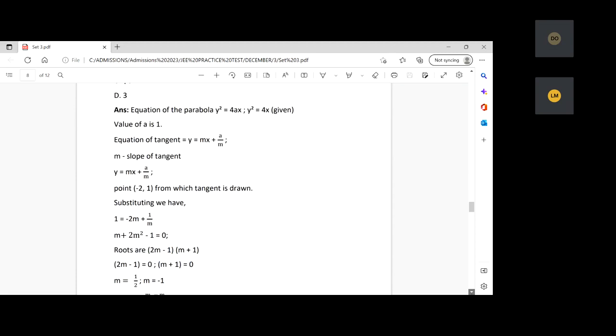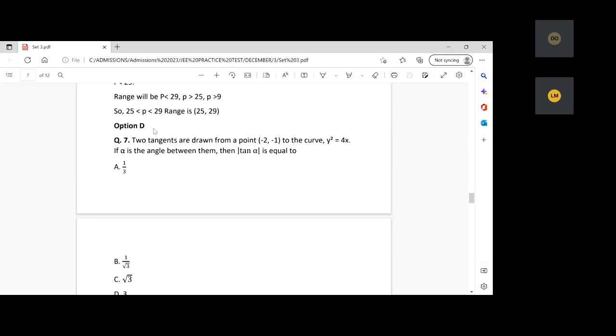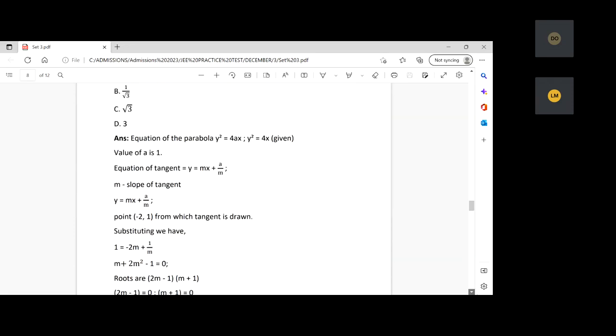So what's given in the question is y square equal to 4x, right? So here the value of a is 1. Another point given is that two tangents are drawn from this point to this curve, and we have the angle alpha between them. So you need to remember the equation of the tangent: y is equal to mx plus a by m. You know what m and a are, right? They have given us the point from which the tangent is drawn, which is (-2, -1). So I'm going to substitute for x and y. So this will be -1 is equal to -2m plus a by m.